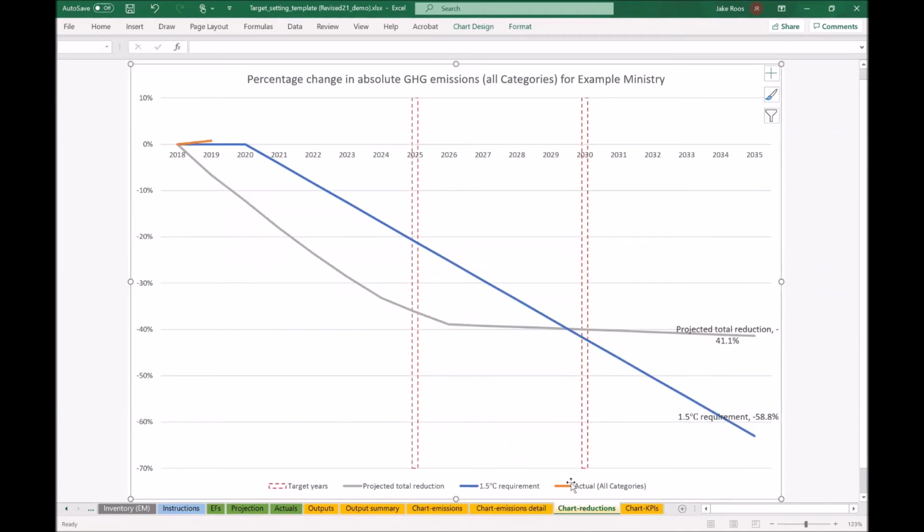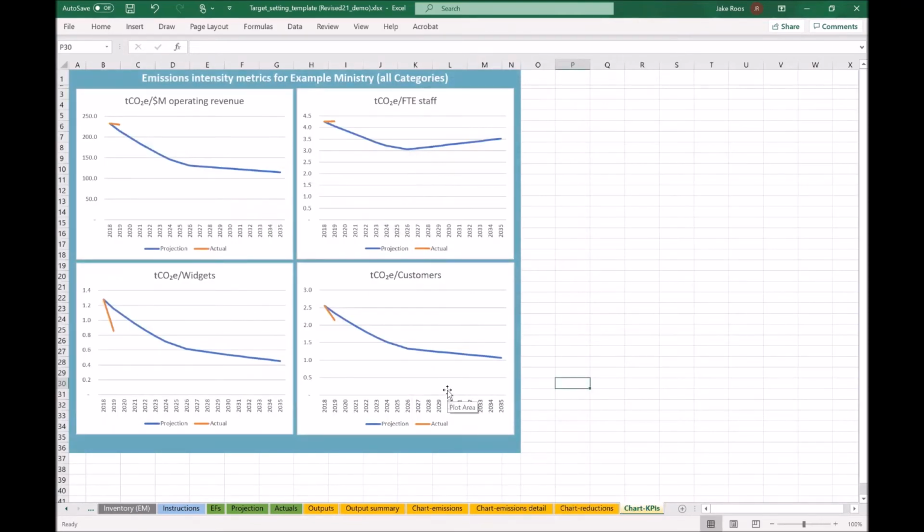We also have chart reductions, a fairly simple graph. It's just showing you the same information again, but expressed as percentage change compared to base year, rather than in tons of CO2 equivalent. And then finally, we have chart KPIs, which shows you the lines of projections and actual for each of those KPIs that you've set up. So tons of CO2 equivalent per whatever, in this case, millions of dollars of operating revenue, 50 staff, widgets, and customers. There's projections and actuals.